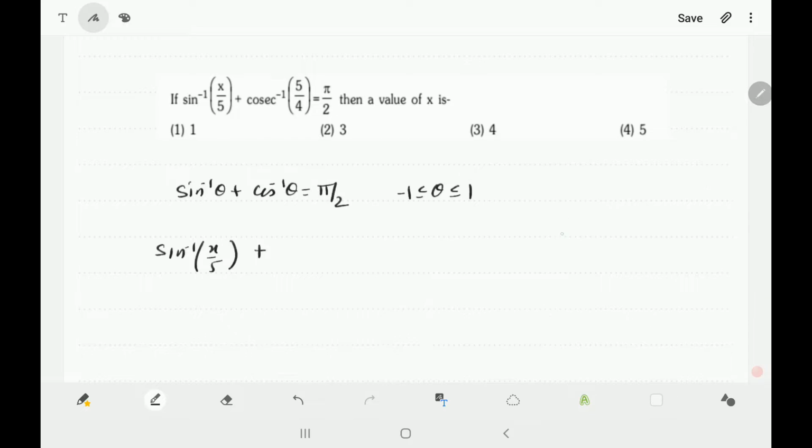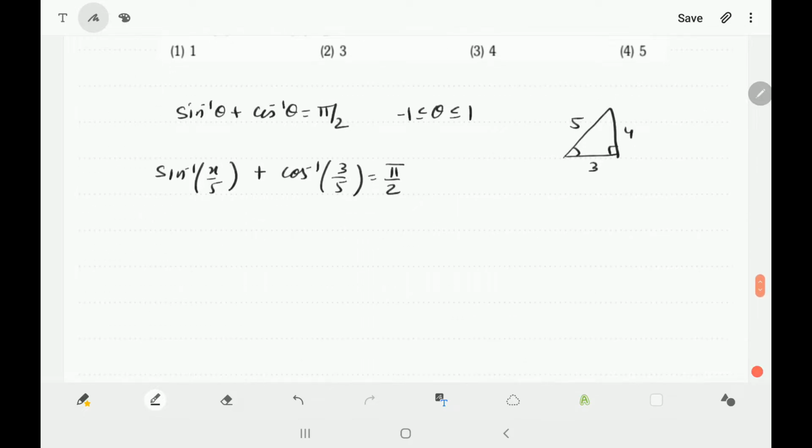Can we convert cosecant inverse into cos inverse? So we'll just make a triangle. Cosecant inverse of 5 by 4 can be written as sine inverse of 4 by 5. So this side will be 3. So we can write this as cos inverse of 3 by 5, and the whole expression is equal to pi by 2.